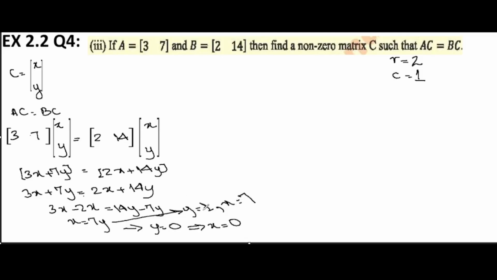So we use these values of x and y over here: x equals 7 and y equals 1. This is our solution. And what is the matrix C then? X is 7 and y is 1. So this is your matrix C, which we had to find, and this is the solution of part number 3.